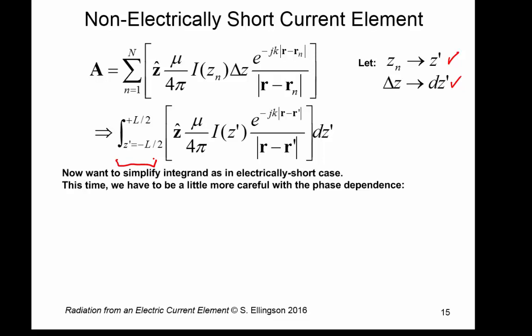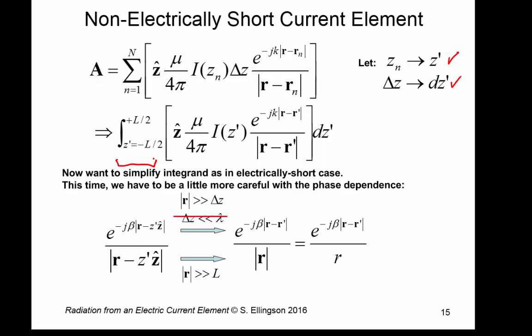But now we want to simplify the integrand as we did in the electrically short case. This time, however, we have to be a little bit more careful with the phase dependence. So this is our new phase factor and magnitude factor. They look like this. Previously, we assumed really three things. We said that the distance to the field point was much, much greater than the length of the current element, and we're still going to assume that. And we're saying the same thing here.